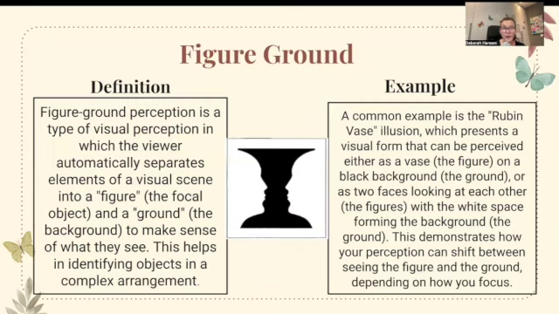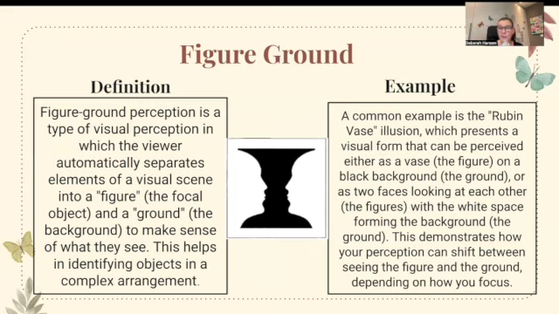Figure ground. Figure ground perception is a type of visual perception in which the viewer automatically separates elements of a visual scene into a figure, that's your focal object, and the ground, the background, to make sense of what they see. This helps in identifying objects in complex arrangements.